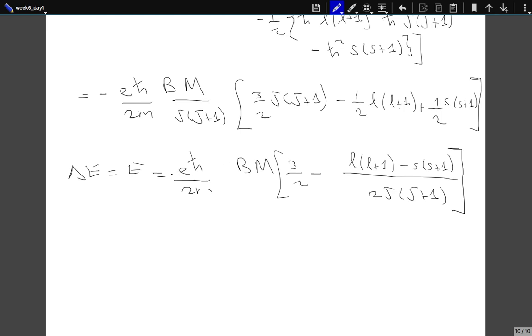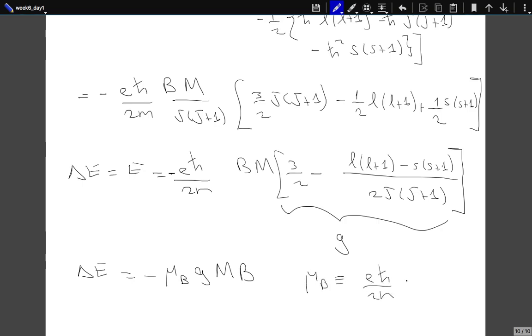There's a minus over here, which I ignored. Let's just call that G. For a given system of fixed L, S and J, this is just a constant. So the energy shift just becomes minus mu B G m B, where mu B, e h bar over 2m, is what is called the Bohr magneton.